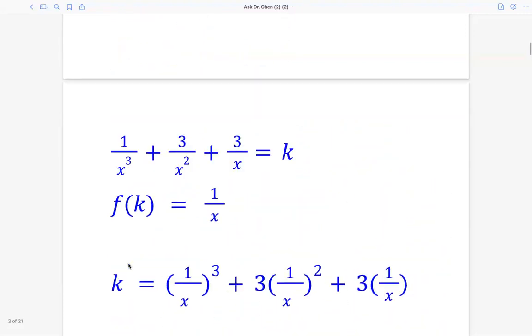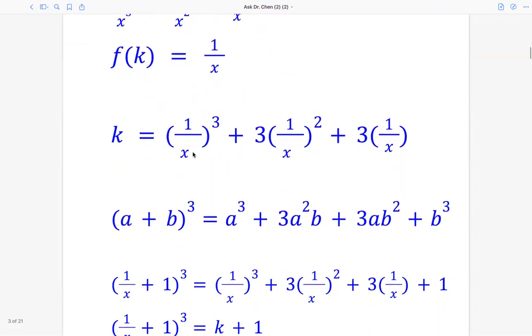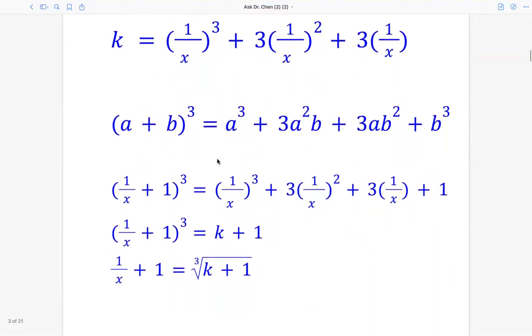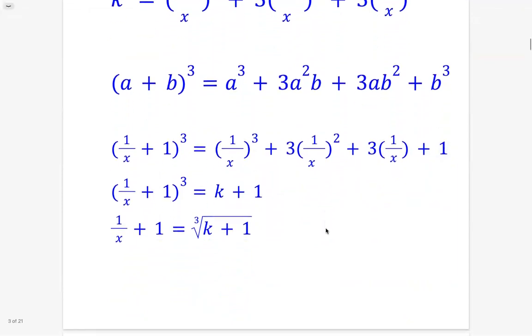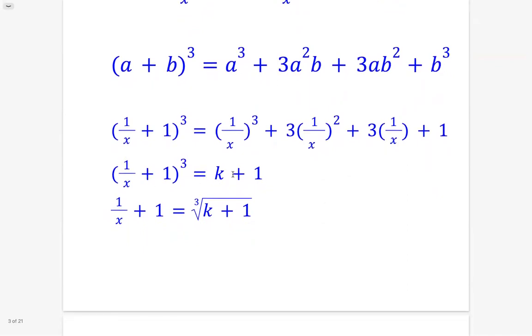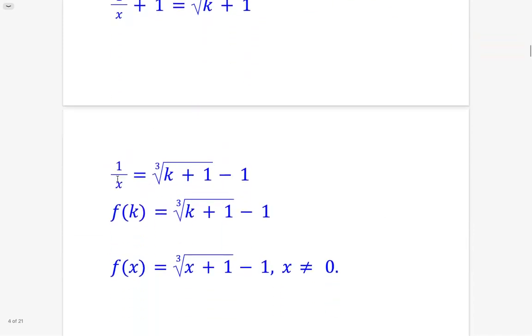Right, so this is repeating what I did. So I call the big input k, right? That means f of k equals 1 over x. Then as I observe the k, there is a sum cubed, just missing 1. So I just add 1 to it. Then made (1 over x plus 1) cubed. Then cube root both sides. Then I get 1 over x equals the cube root of k plus 1, minus 1. The 1 over x is f of k. So that means f of k equals the cube root of k plus 1, minus 1.